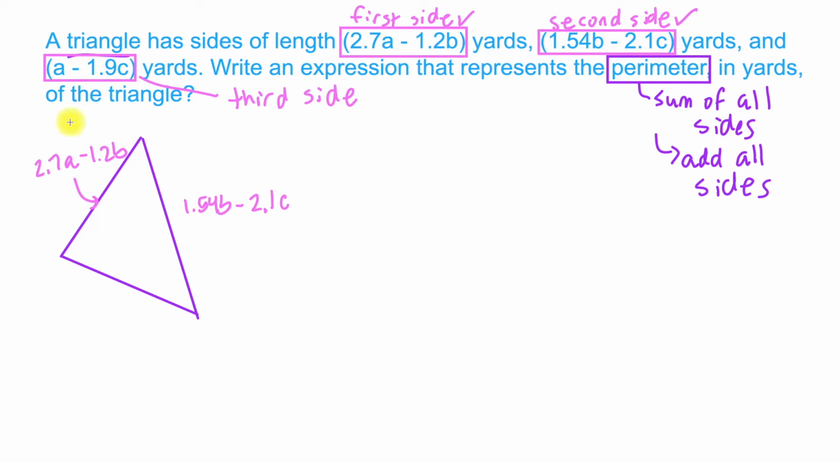And now we'll write in our third side, which is a minus 1.9c. Remember, this is our second side here. That's this side. And our third side is this side over here, which is a minus 1.9c. That expression represents this third side of the triangle. And we're still doing the same thing. We're still looking for the perimeter, which means we have to add all the sides.